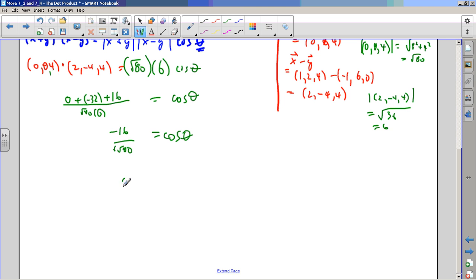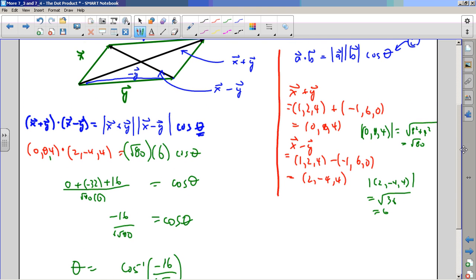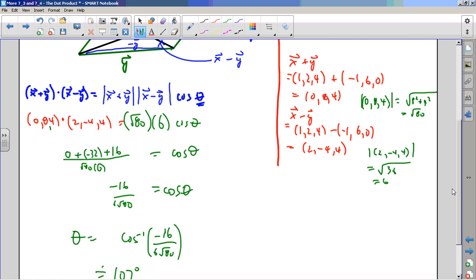And so I'll do the inverse cos of that. Theta equals the inverse cos of negative 16 over 6 root 80, which is, in degrees, around 107 degrees, which is strange in our diagram that we have an obtuse angle, but not that strange, right?